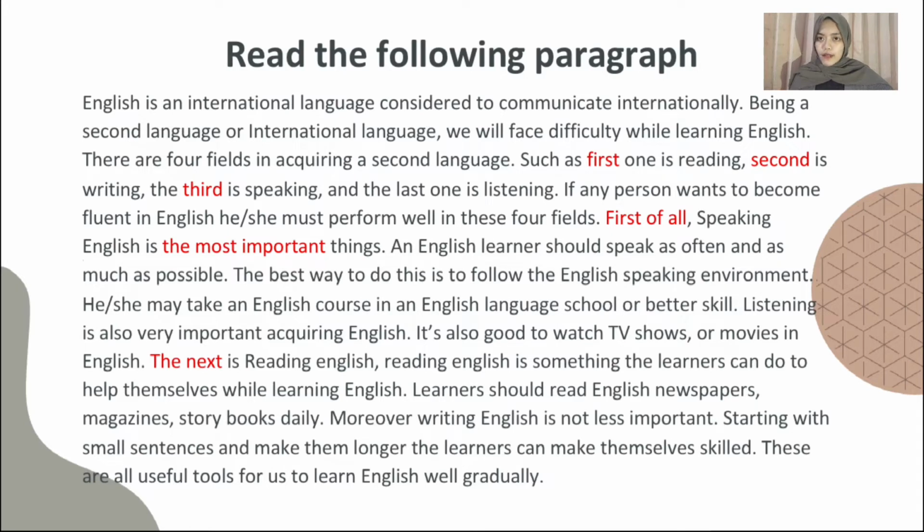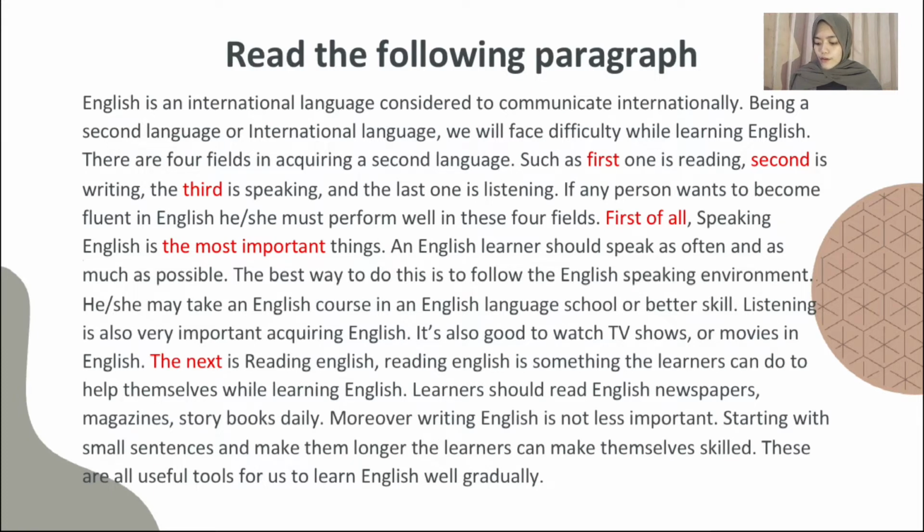So now read the following paragraph that I made before. English is an international language considered to communicate internationally. Being a second language or international language, we will face difficulty while learning English. There are four fields in acquiring a second language: the first one is reading, the second is writing, the third is speaking, and the last one is listening. If any person wants to become fluent in English, he or she must perform well in these four fields. First of all, speaking English is the most important thing. An English learner should speak as often and as much as possible. The best way to do this is to follow the English speaking environment. He or she may take an English course in an English language school or better skill.